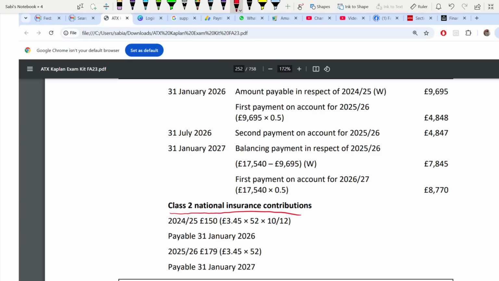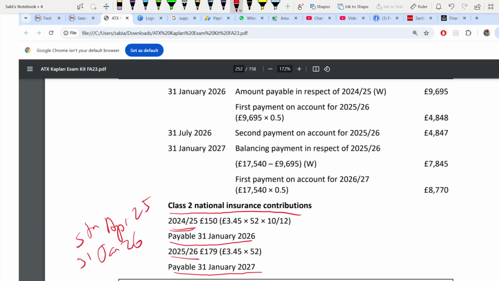So for example, 24-25, its ending is 5th April 25. So the following Jan will be 31st Jan 26. Same for this one. So this will be payable on 31st Jan 26. On this date, this will be payable on 31st Jan 27.